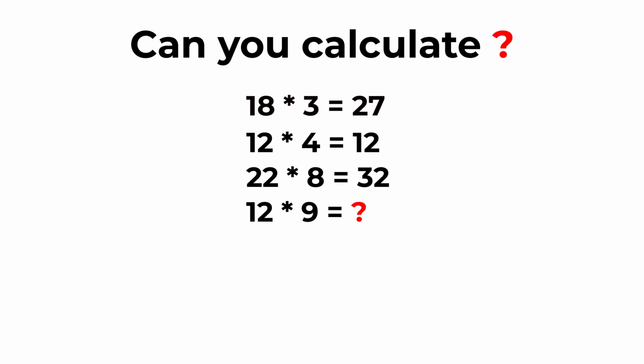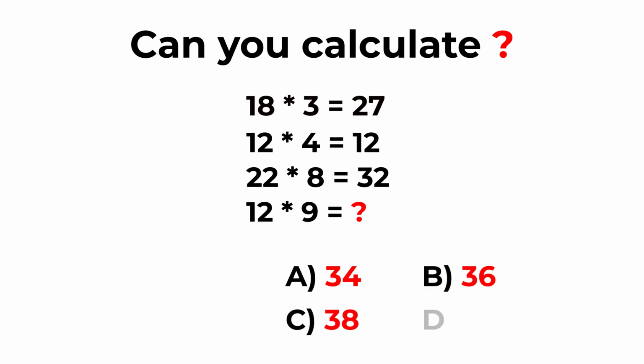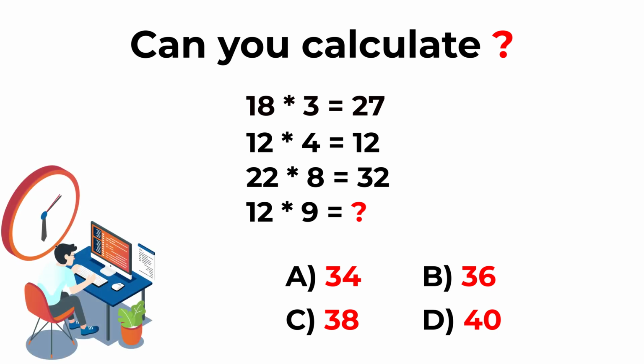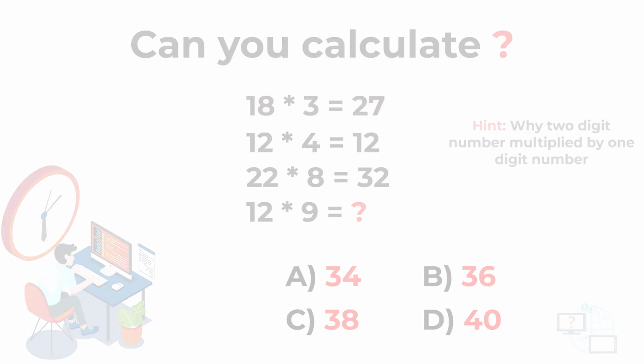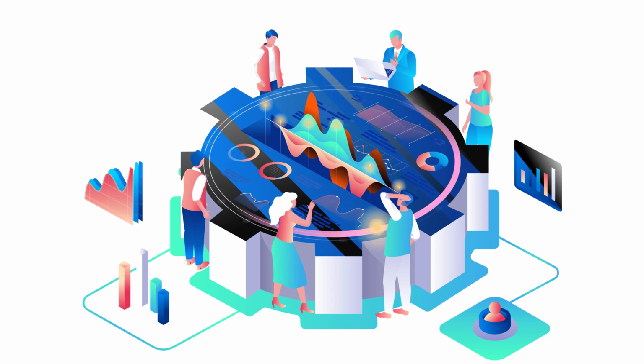You have 4 different choices. Choice A, 34, choice B, 36, choice C, 38, and choice D, 40. Do you see the answer? Give yourself a little bit of time, as the answer may not be obvious. But in the end, I'm pretty sure you will figure it out. I'm going to give you a quick hint. Take a look and see why there are 2-digit numbers multiplied by 1-digit numbers. How can you make it work to your advantage? Let's go ahead, reveal the answer, and get to the correct solution together.